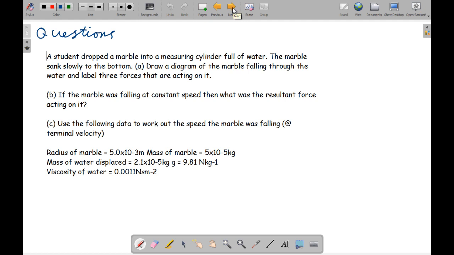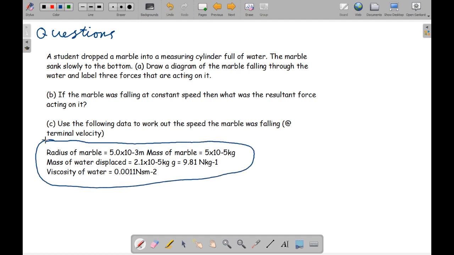A student drops a marble into a measuring cylinder full of water. The marble sinks slowly to the bottom. So we need to draw a diagram of the marble falling through the water and label the three forces acting upon it. And if the marble was falling at a constant speed, then what was the resultant force acting on it? For part C, use the following data to work out the speed the marble was falling at terminal velocity, where the radius is 5.0 times 10 to the minus 3 meters. Mass of the marble is 5 times 10 to the minus 5 kilograms. The mass of the water displaced is 2.1 times 10 to the minus 5 kilograms, where g is 9.81.